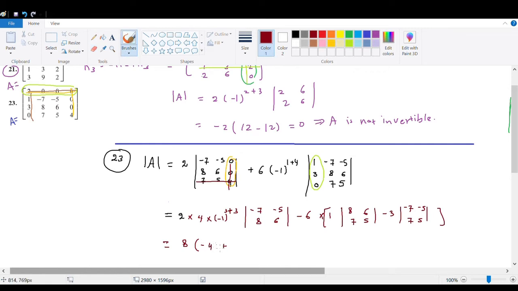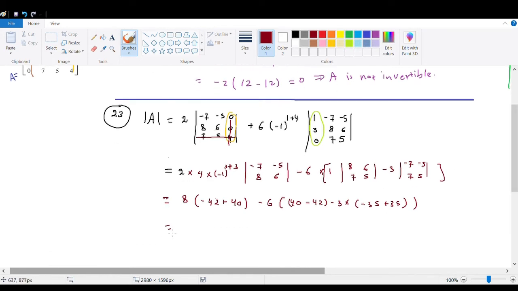So this one is 42, then minus 5 multiplied by 8 will be 40, and we have minus, so it will be here 40. Then minus 6 multiplied by the determinant of this one, 8 multiplied by 5, which is 40, minus 6 multiplied by this one is 42. Then we have minus 3 multiplied by 3, minus 7 multiplied by this one will be minus 35 plus 35. So this part is 0.